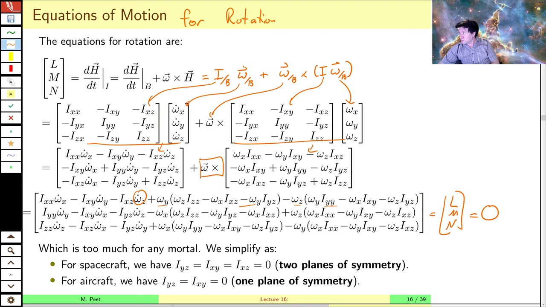And satellite makers, space people, they're also intimidated by these kinds of equations. And so most spacecraft are designed to have relatively simple geometry. So two planes of symmetry. Now, nowadays, of course, if you remember the Starlink spacecraft, they actually didn't have two planes of symmetry. And so their attitude dynamics, I don't know how they're going to control them well. I guess they do. But that complicates the problem significantly. For aircraft, we have two planes of symmetry, right? So let's see what happens when we make these assumptions.